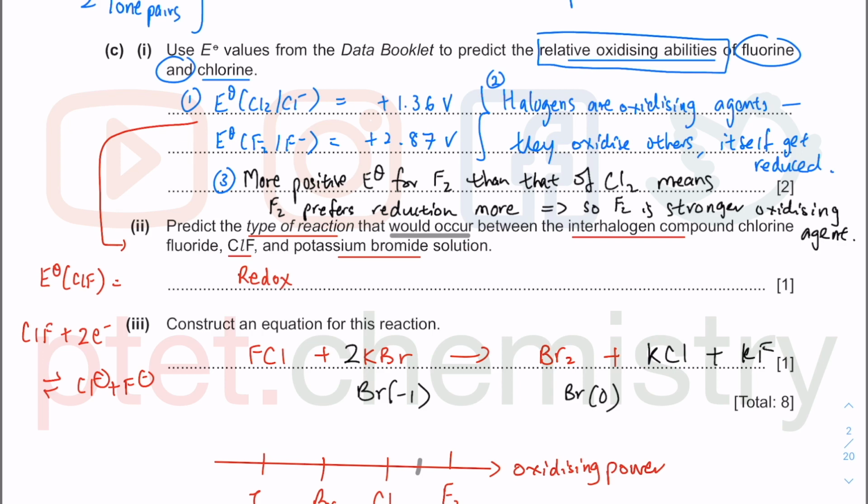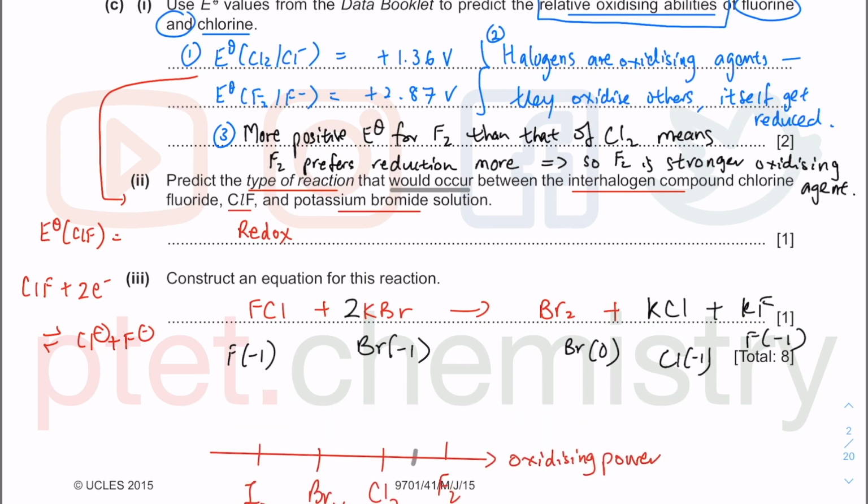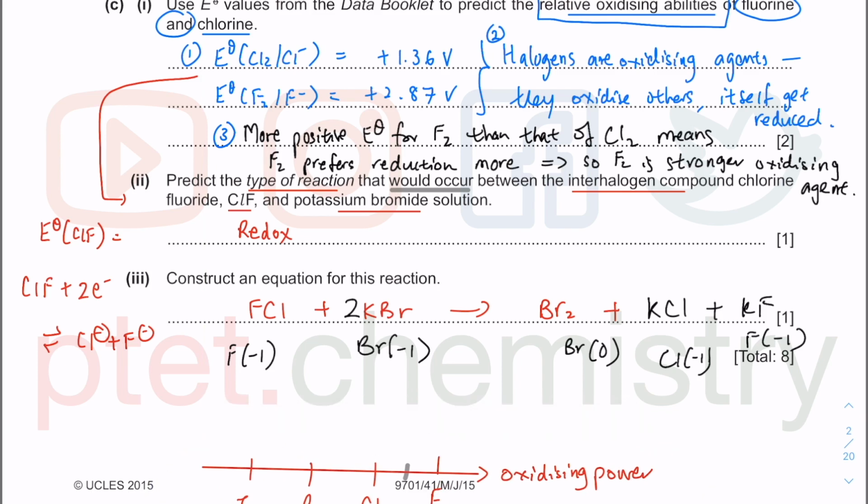KCl and KF, that is Cl minus 1, that is F minus 1. It's a bit hard to think about oxidation number here, but because fluorine is more electronegative than chlorine, what I can say is that must be fluorine minus 1, and the chlorine must be the one with the positive oxidation number, because fluorine is more electronegative. So going from chlorine plus 1 to chlorine minus 1, you can imagine that as a reduction reaction, and this is your oxidation reaction there.